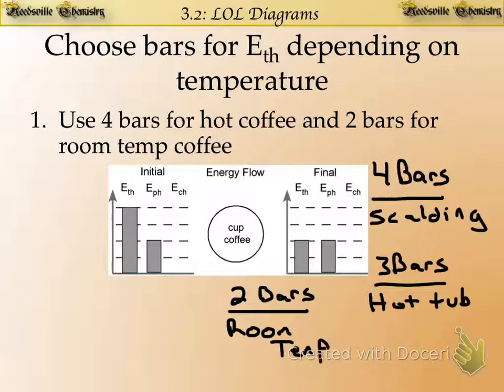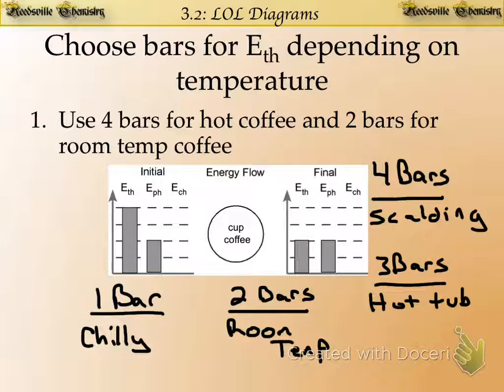1 bar, chili. I know I'm all over the place here. This is chilly stuff. You put your hand in there, you take it out right away. This is like Lake Michigan in June. Cold water, certainly lower than room temperature. So 4 bars scalding, 3 bars hot tub, 2 bars room temp, 1 bar chili.